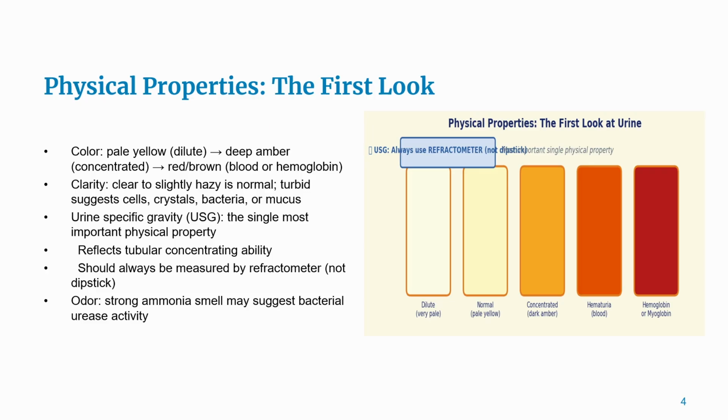Cells, crystals, bacteria. And the urine specific gravity, always measured with a refractometer, never trust the dipstick for USG, is the most important single number in the whole urinalysis.